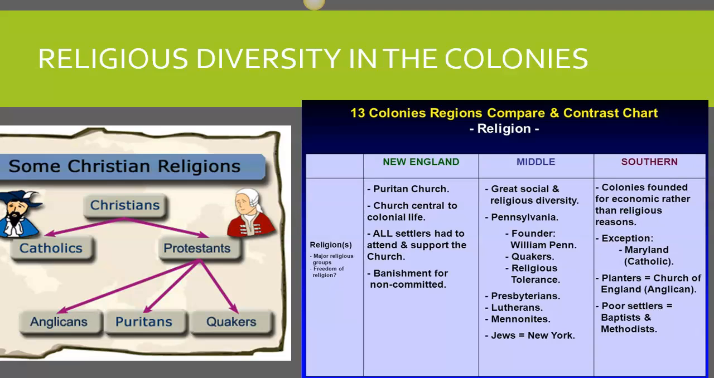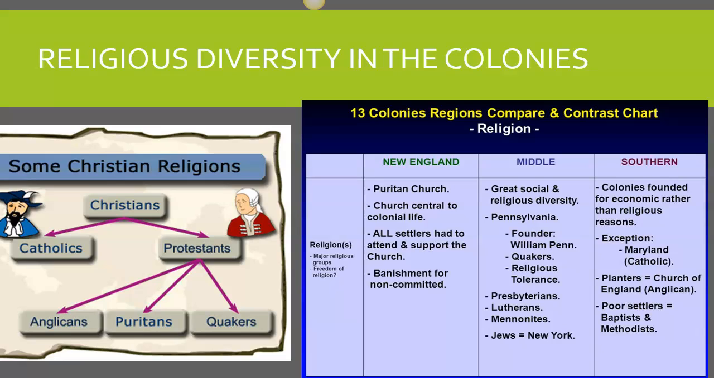The religious diversity in the colonies. We talked about this a little in Standard 1. We talked about how in the New England colonies, it was mainly the Puritans, right? And then the middle colonies were the most religiously tolerant areas, whereas New England would be the most religiously intolerant. And then the southern colonies, they had religion, but what we talked about in class was that the southern colonies were basically established for economic reasons instead of religious reasons.